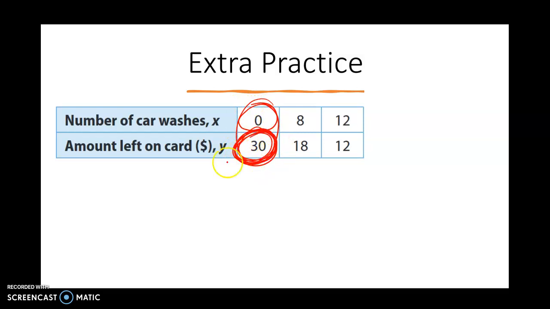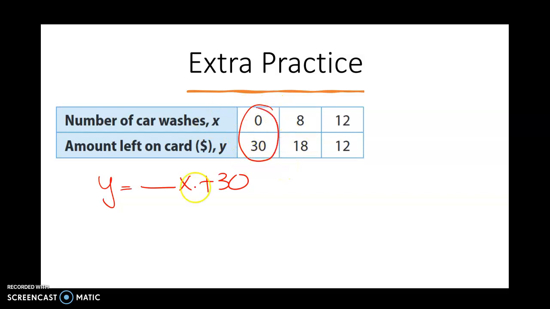So 30 is my y-intercept. So I got y equals something x plus 30. Okay? A lot of kids still try to find the pattern in the table. If it's already 0, the work is done for you. Right? We're already done.